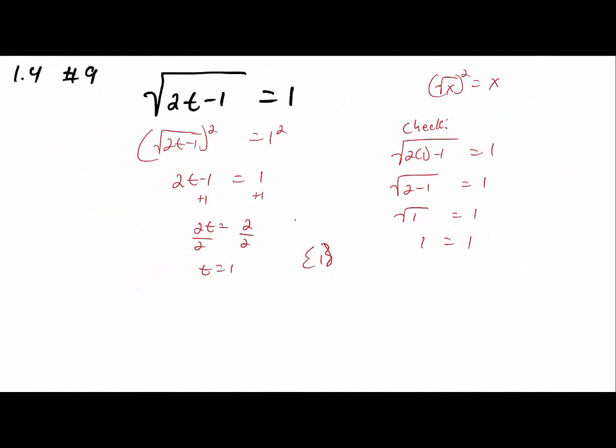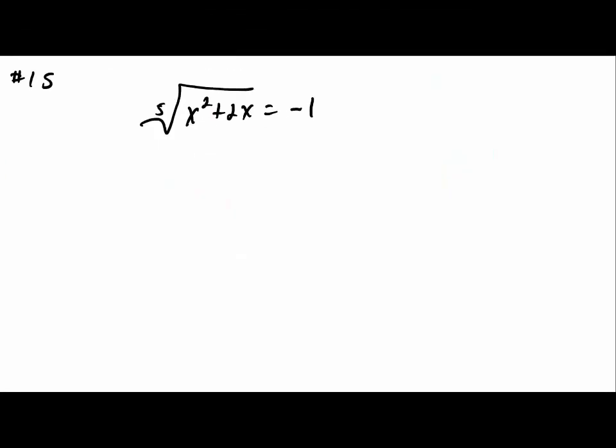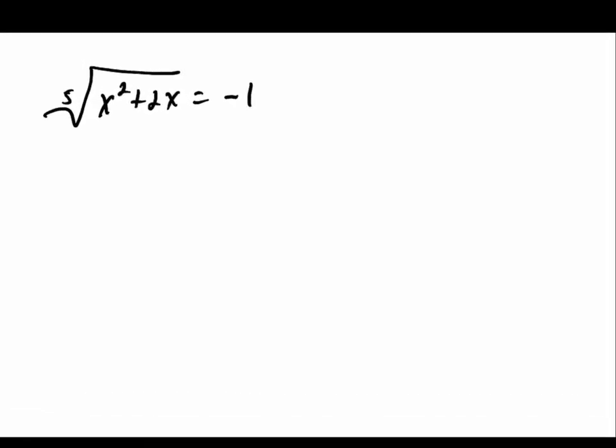And so now we're looking at number 15. And so for 15, we have the fifth root of x squared plus 2x is equal to negative 1. Same thing that we did in the previous example. We're going to raise both sides to the fifth power. So whatever that index is, that's what we're going to use. And that's going to cancel out our radical. We're going to have x squared plus 2x is equal to negative 1.